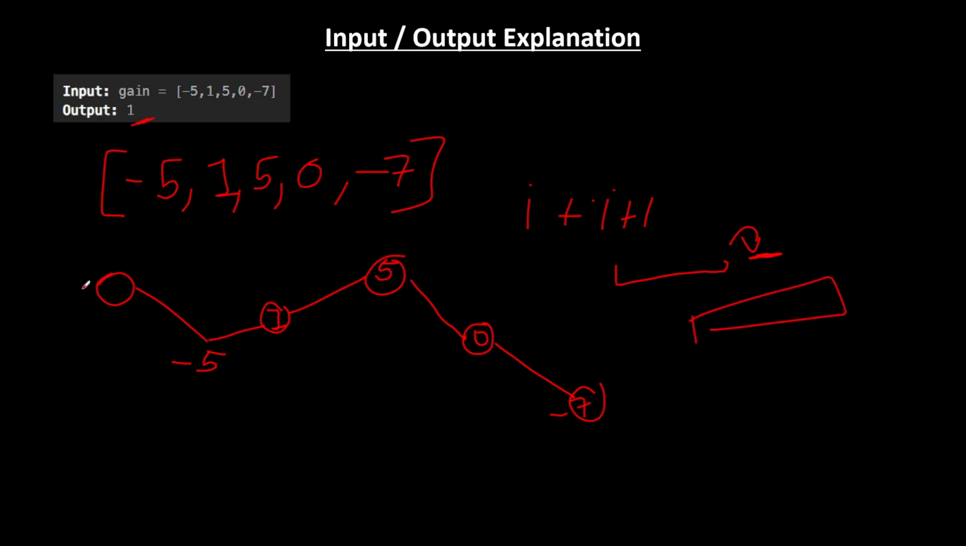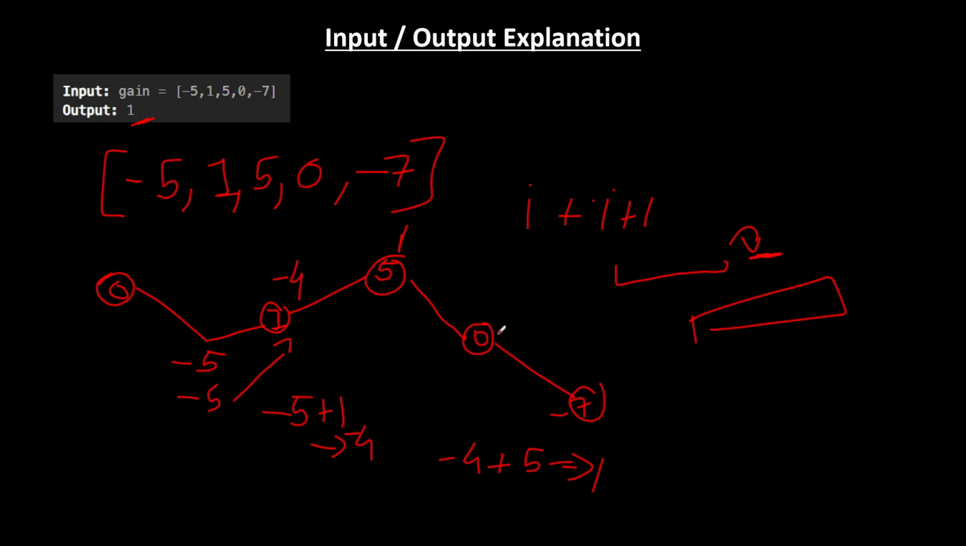So here the thing is it's starting from 0, right? So 0 minus 5 is minus 5. Great. Minus 5 goes up to 1. So minus 5 till now is the sum, plus 1 gives me minus 4. So till now the total altitude is minus 4. Then from minus 4 it goes to 5. So it becomes 1 because minus 4 plus 5 is 1, right? So the total altitude till now is 1.